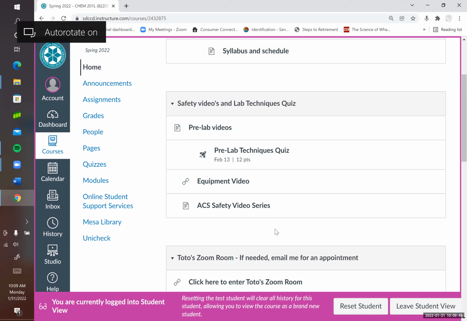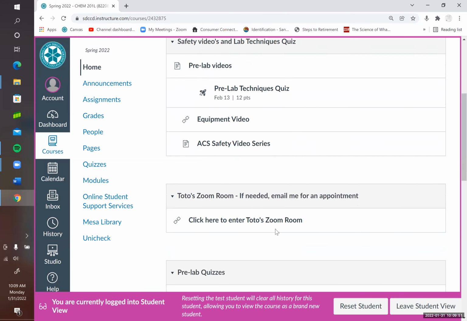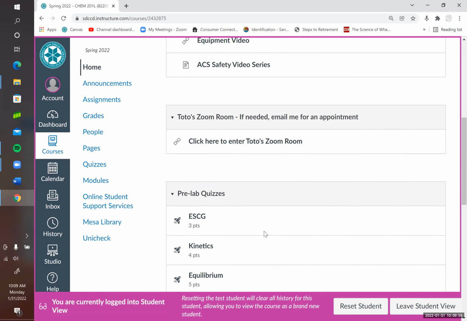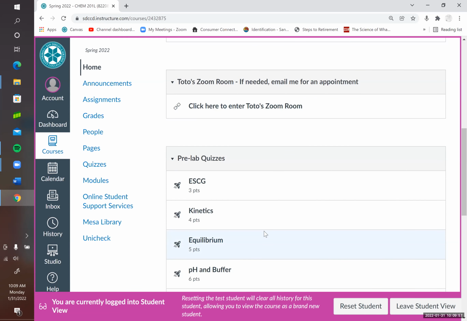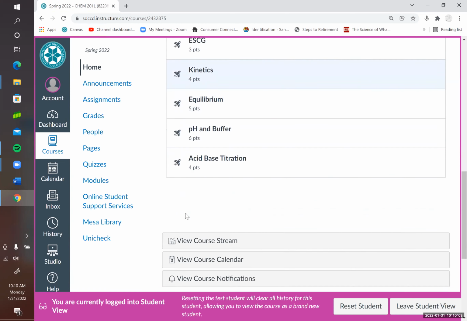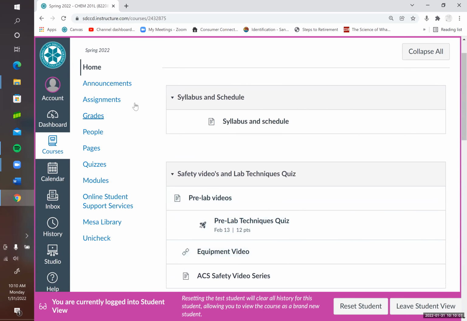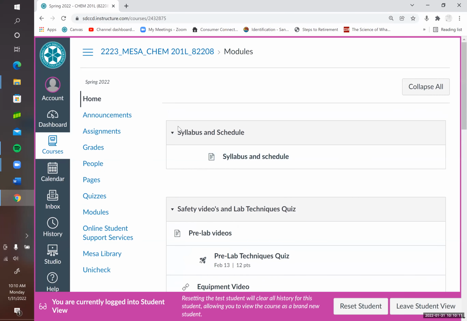All right. Let's see, what else do we have here? The entering into the Zoom room, which you know how to do because you're here. Here's some other pre-lab quizzes. I haven't connected to the assignments yet, but I will. Now, the other important thing here for you guys to look at is this assignment tab.